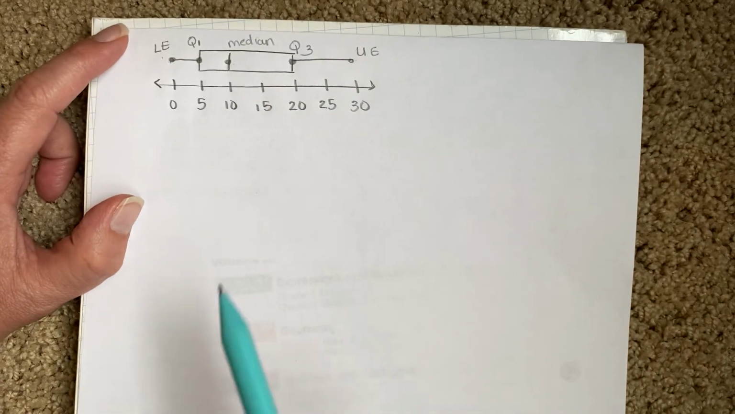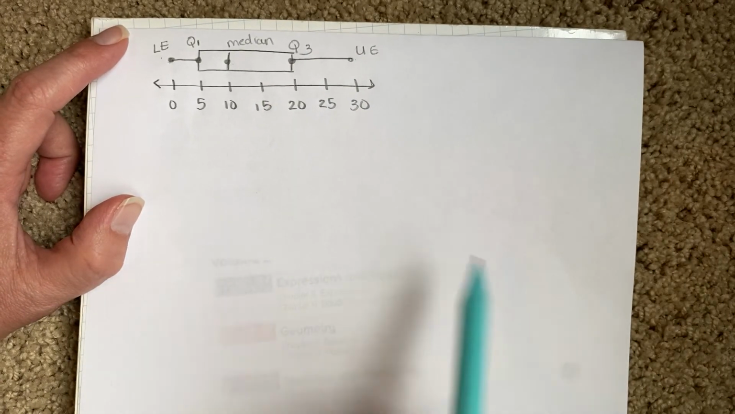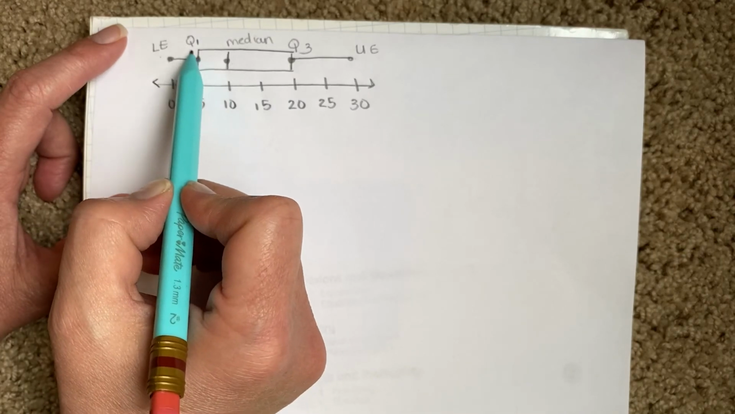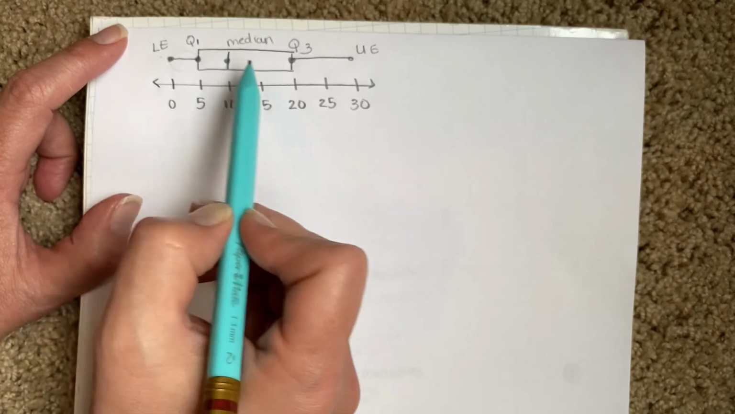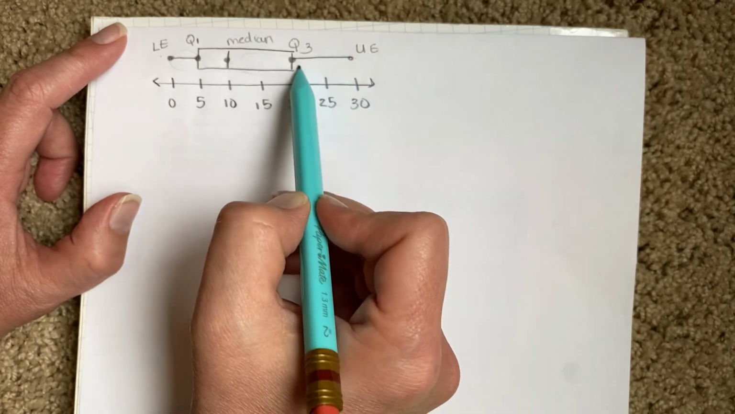And so what you've basically done is taken a large set of data and split it into 4 equal groups. So this is a group, this would be a group, this would be a group, and this would be a group.